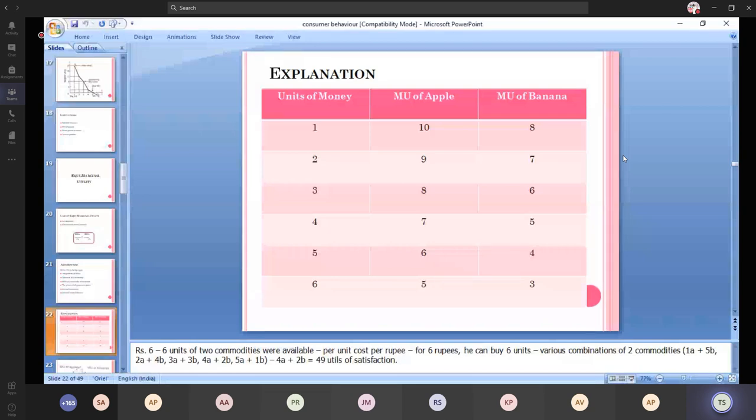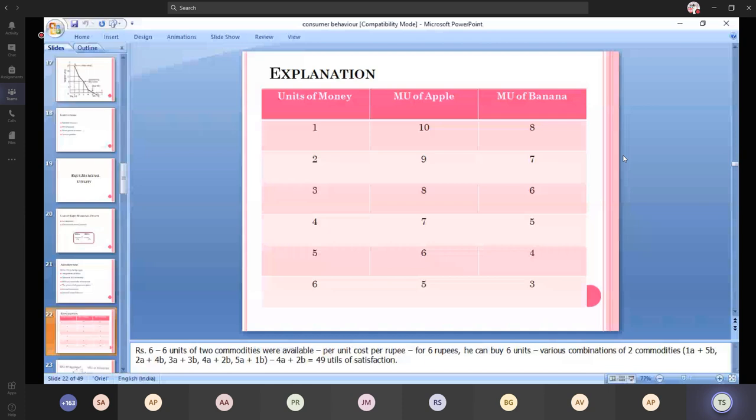So we have 5 combinations, and out of the 5 combinations, the combination which the consumer chooses is 4 apples with 2 bananas. Why 4 apples with 2 bananas? Because utility is more, the maximum level of satisfaction. Out of these 5, with 40, 45, 48, 49, and 48, the fourth combination gives the highest level of satisfaction, that is 49 utils. So the consumer chooses the fourth combination, 4 apples with 2 bananas.